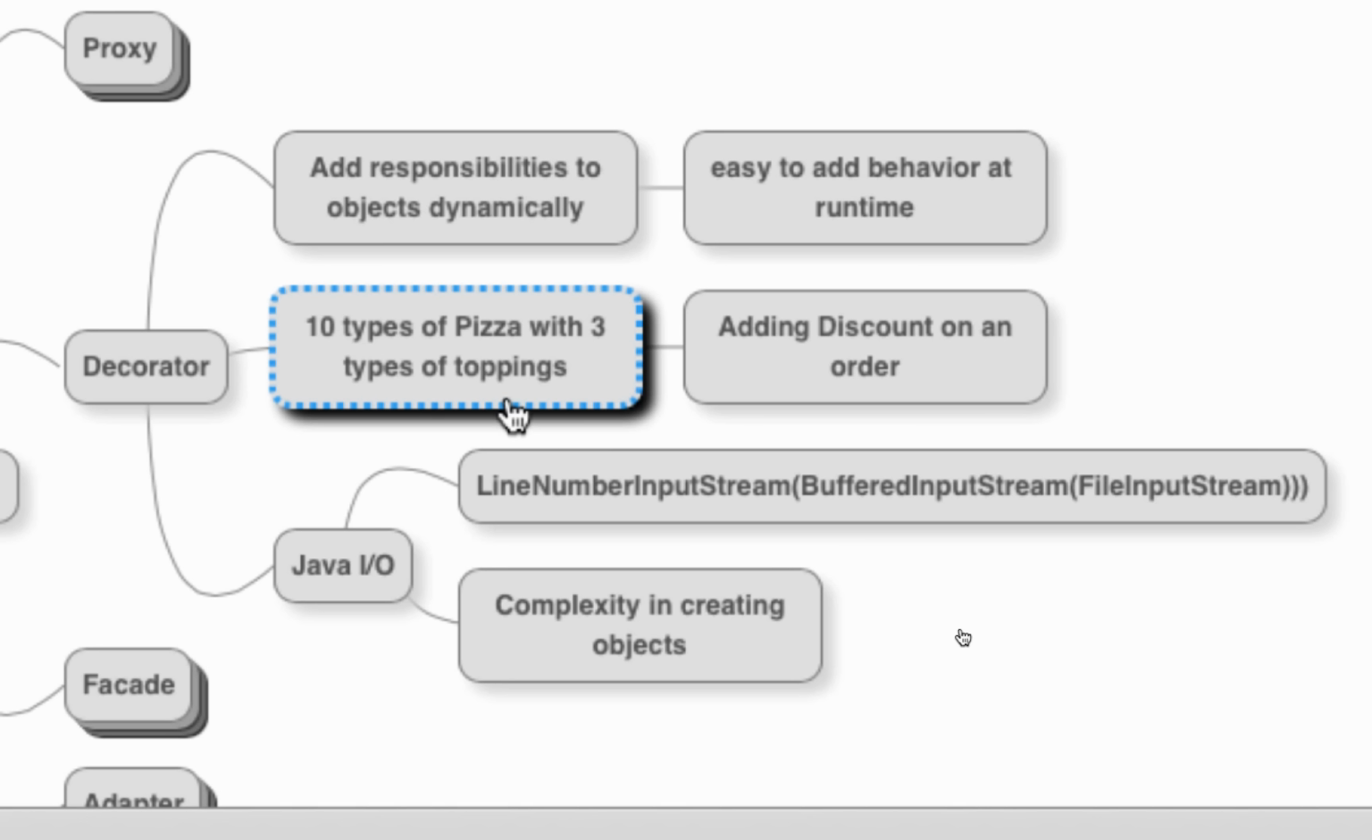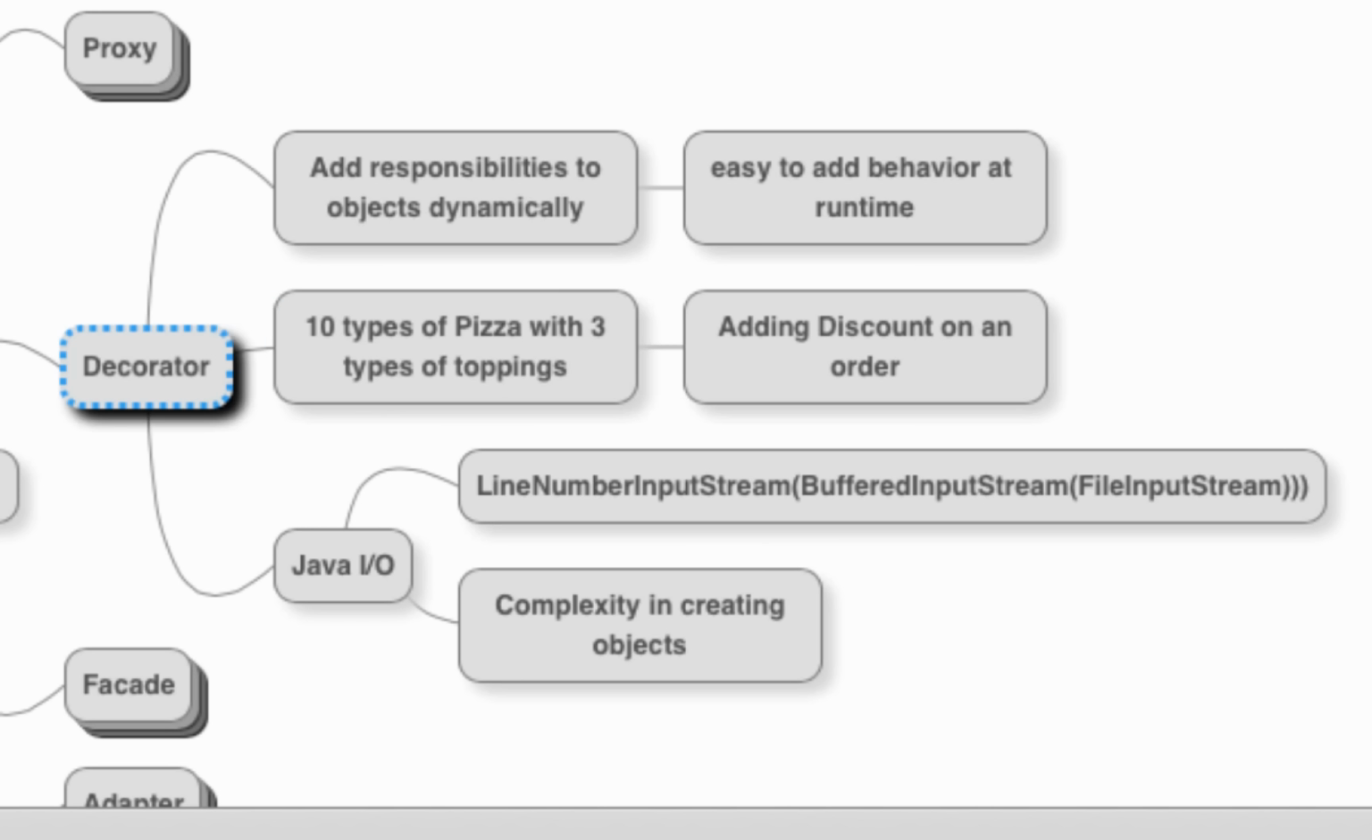So instead of saying new pineapple topping vegetable pizza, you would say new pineapple topping and pass an instance of the vegetable pizza class to it. So there is a small drawback to the decorator, but it helps in adding dynamic functionality to existing objects. So that's the decorator pattern.